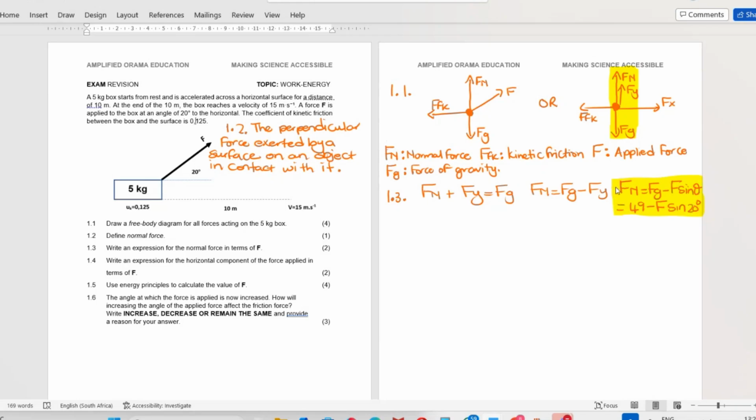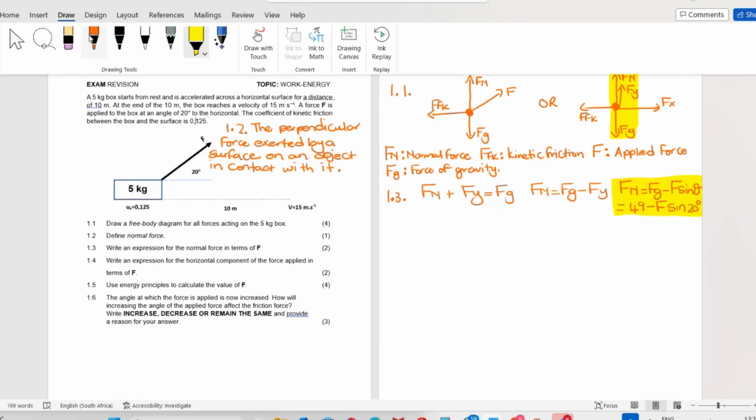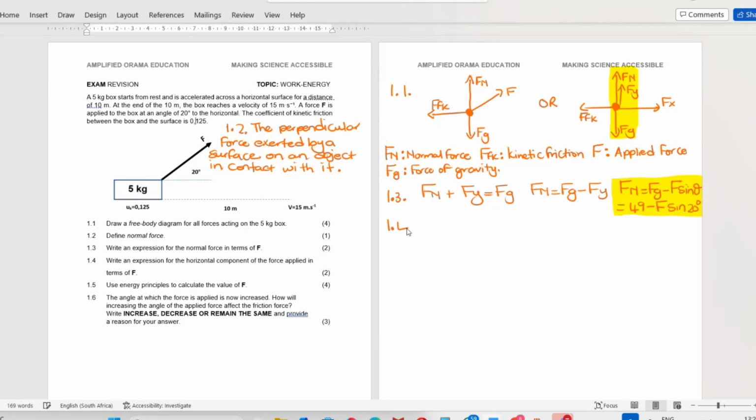Okay. The next question says write an expression for the horizontal component of the applied force in terms of F. Right, that is 1.4. So that is Fx. Fx is equal to the force applied cosine theta. All right, remember this is the horizontal component.